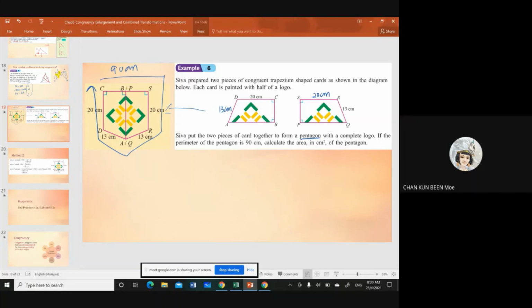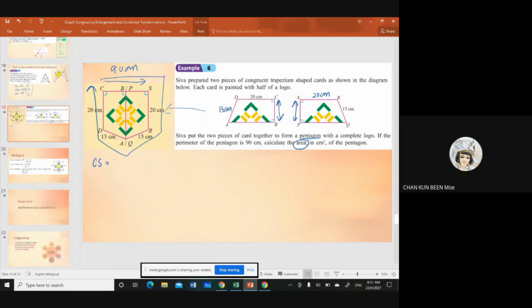They ask you to calculate the area of the pentagon. So before we find the area of the pentagon, you will have to find the side of the pentagon. We have all the 4 sides already except CS. So the first thing is we need to get the length of CS. That is the combination of CB and also SP, so that we can get the area. It's very important to get the area.